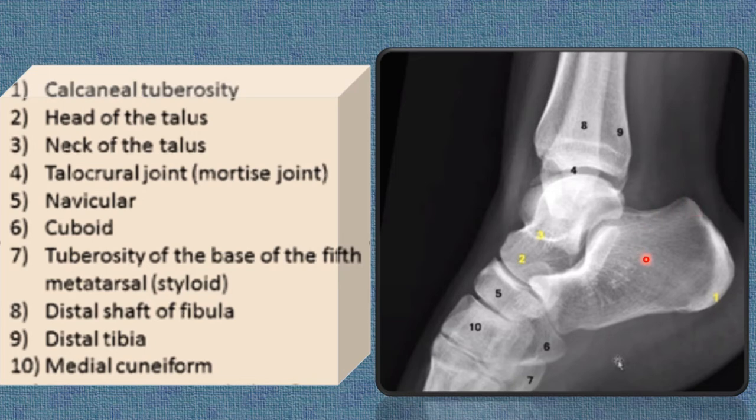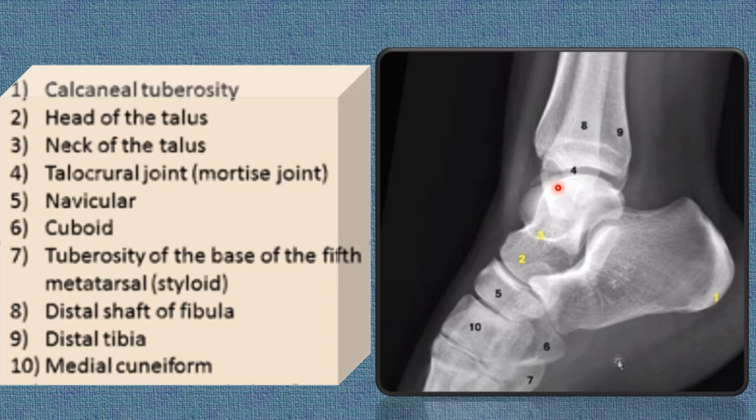Now you can see this is the calcaneal tuberosity. This is the calcaneal tuberosity number one. Right? So calcaneal tuberosity is again apophysis. Right? This is the calcaneum. This is subtalar joint. Right? This is the head of the talus. This is the neck of the talus. This is the trochlea of the talus.